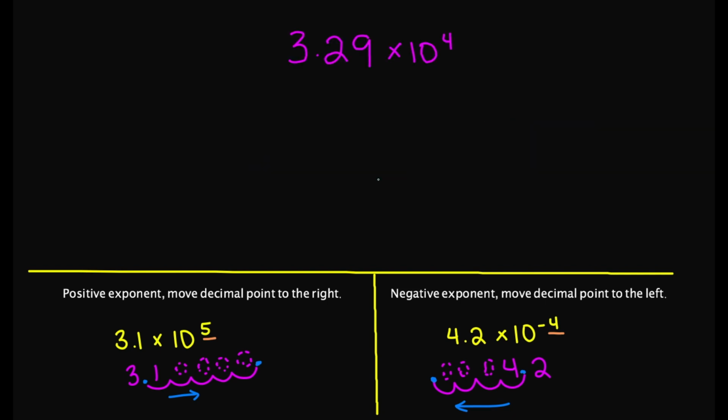3.29 times 10 to the fourth. I do have a positive exponent, so I am going to move my decimal 4 places to the right. So 3.29 is here. So you're going to get 1, 2, 3, 4. Your new decimal point is going to be here. And I'm going to fill in these spaces here with zeros. So your final answer here is going to be 32,900.